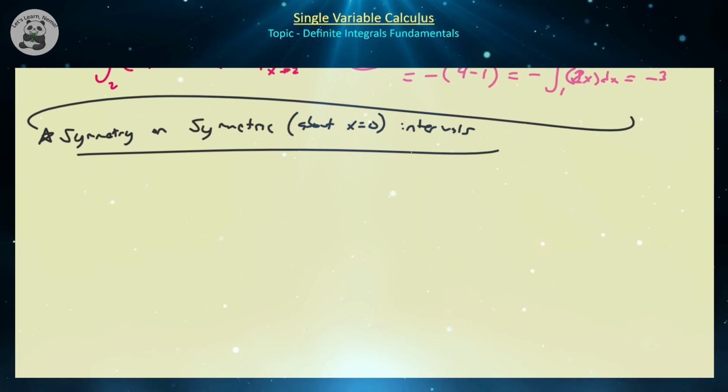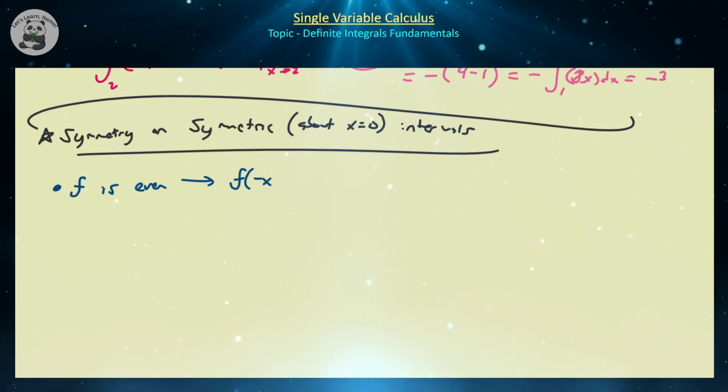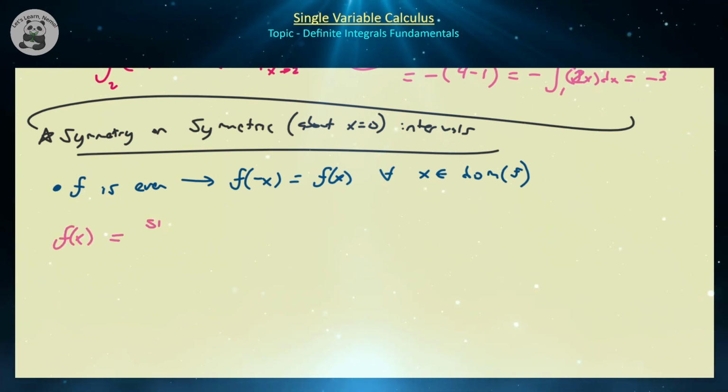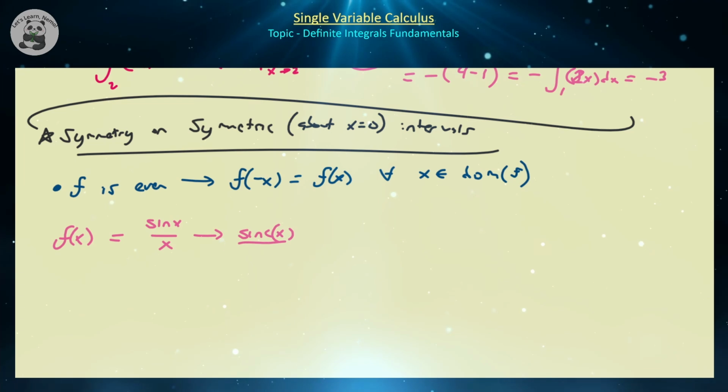So what we have here, let's assume that f is an even function, i.e. f of minus x equals f of x for all x in its domain. A very simple function, or not necessarily simple, is the function f of x equals sine x over x. If we glue in that removable discontinuity at 0, we can extend this to the sinc function. So what does the sinc function look like?